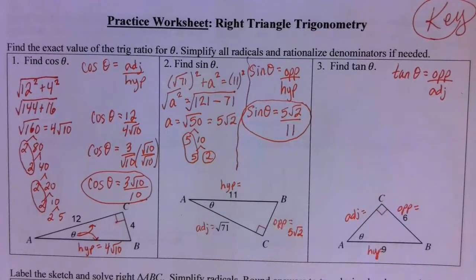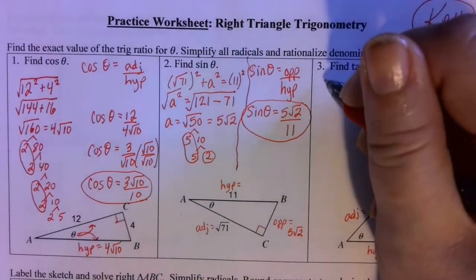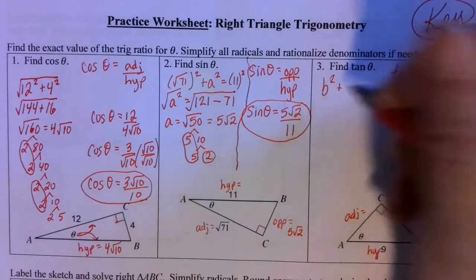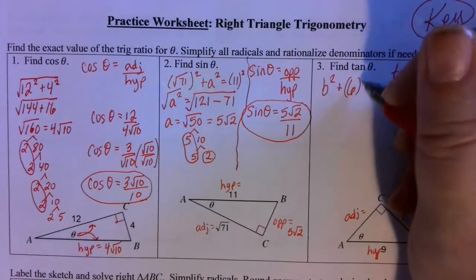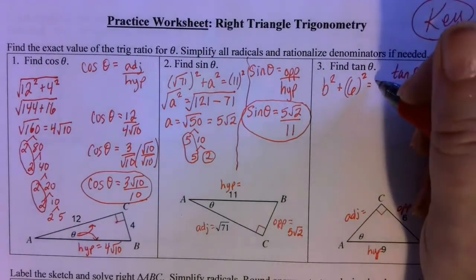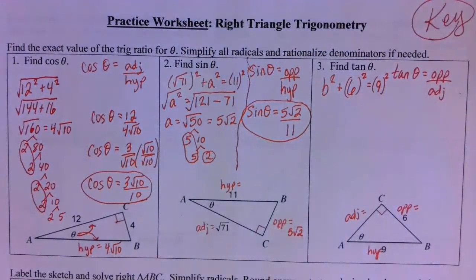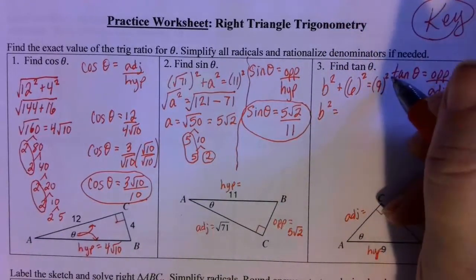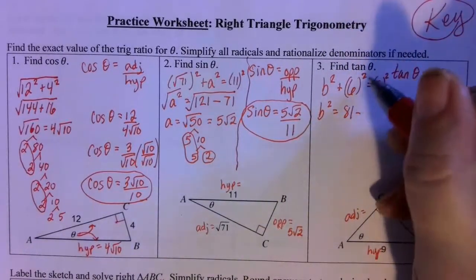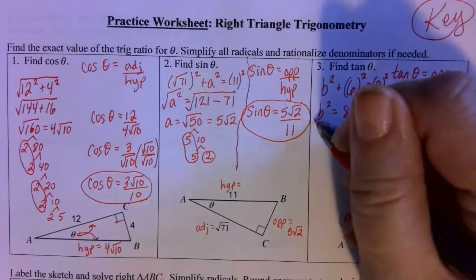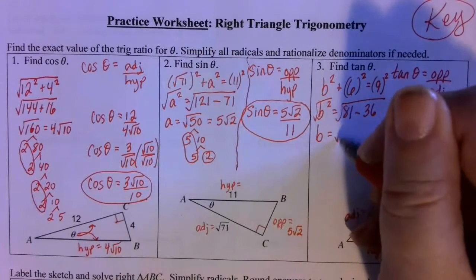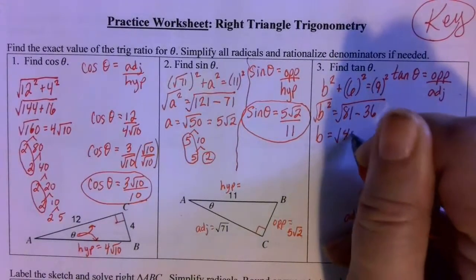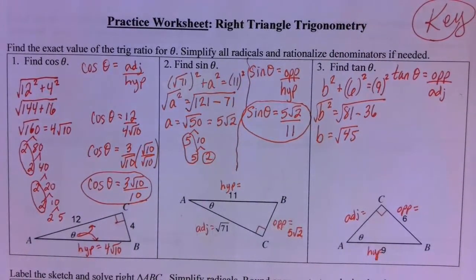So we're going to use the Pythagorean Theorem, and the adjacent side squared, which would be my b squared, plus the opposite side squared, which is 6, is equal to the hypotenuse squared, which is 9. So when I solve for b squared, it is going to be equal to 9 squared, which is 81, minus 6 squared, which is 36, and we'll square root both sides. And 81 minus 36 is 45. So b is exactly square root of 45.